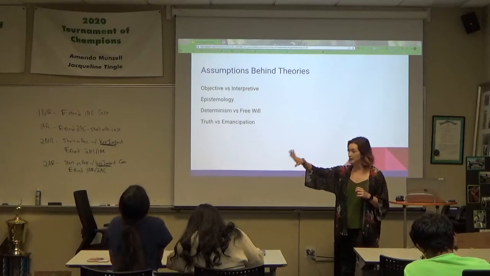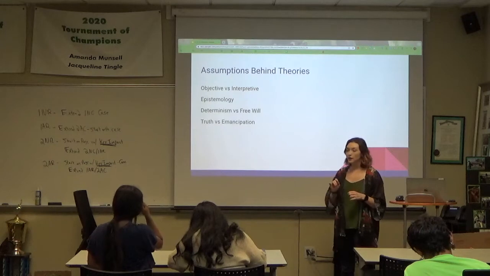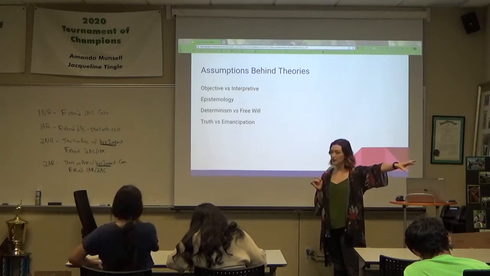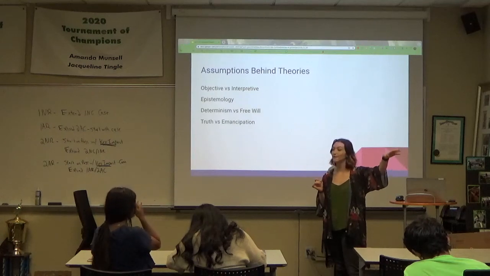According to objective theories, we can definitely know things, and we should try to, in order to make predictions about the future. The goal for more interpretive theories is emancipation, trying to make individual people's lives better.